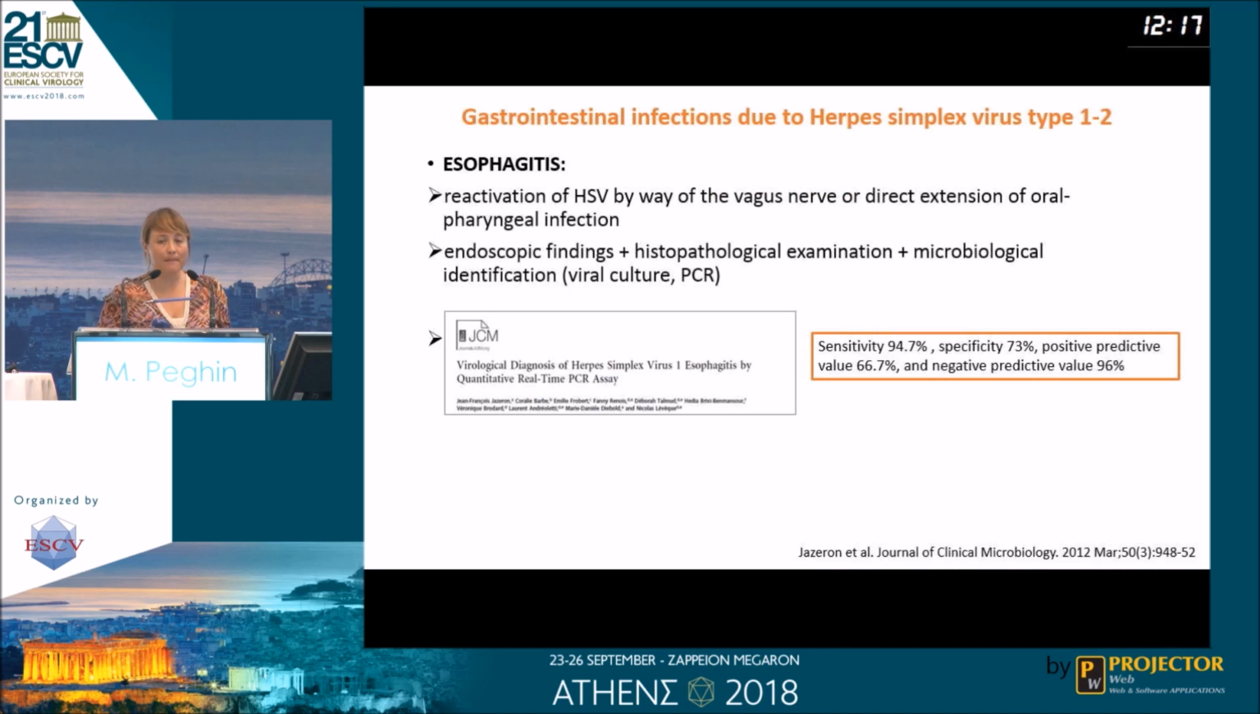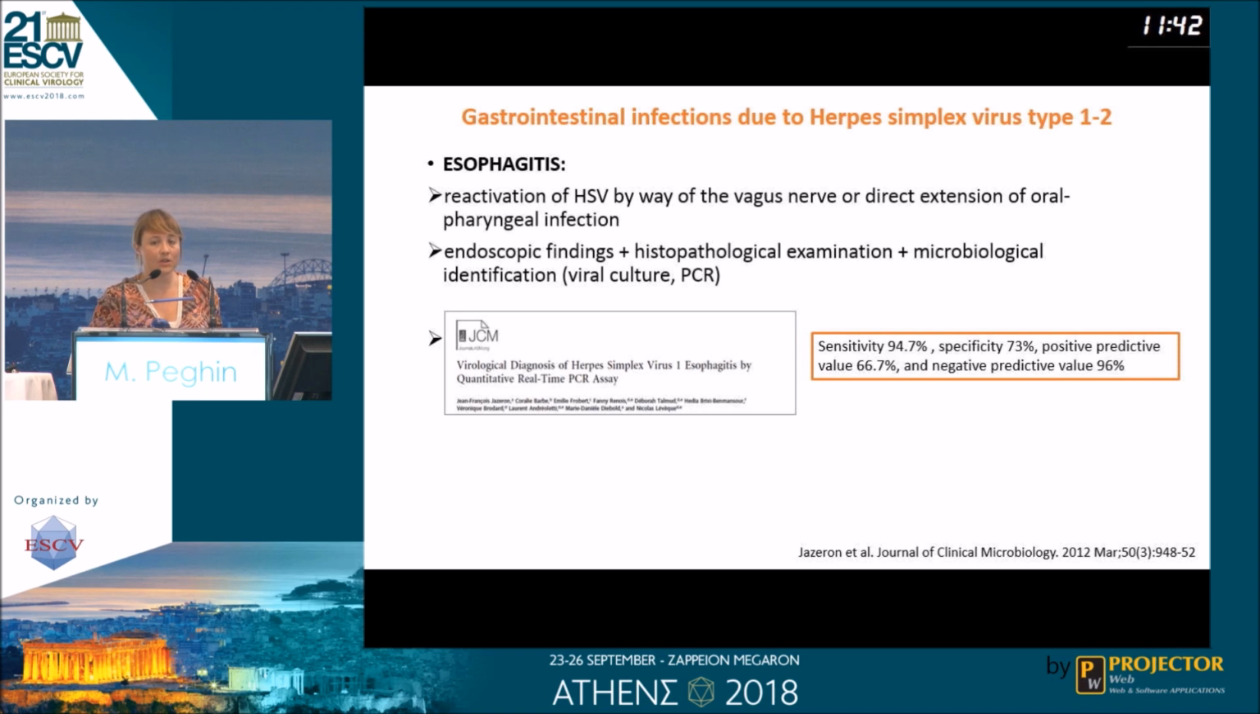A new interesting matter related with herpes 1 and 2 detection in gastrointestinal samples comes from IBD. Esophagitis has been described as a reactivation of herpes virus via the vagus nerve or as a direct extension of oral lesions. And the diagnosis is supported by endoscopic findings associated with histological examination and also the use of microbiological identification based on viral culture or PCR.